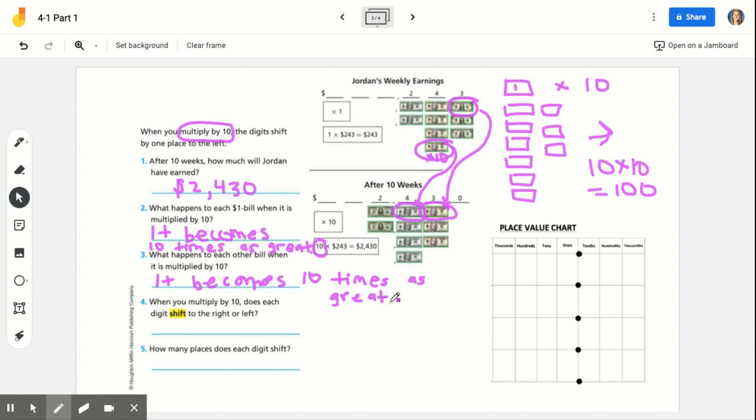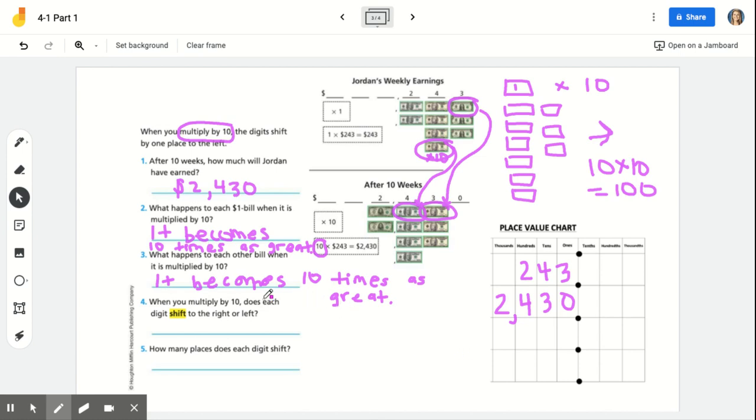And before we answer numbers 4 and 5, let's take a look at your place value chart. You already entered 243 on the first row. That was after 1 week. On the next row, let's show the new amount that Jordan has earned after 10 weeks. So 2 is going to be now in the thousands place. 4 is going to be in the hundreds. 3 is going to be in the tens. And there's a 0 in the ones place. And that was according to the book as well. I'm going to put my comma between the 2 and the 4.